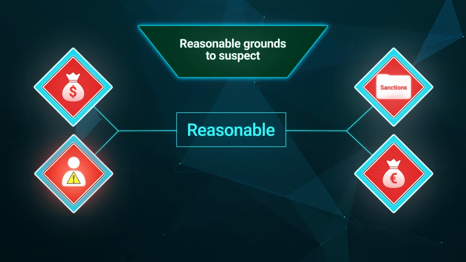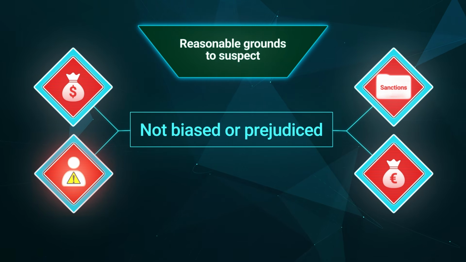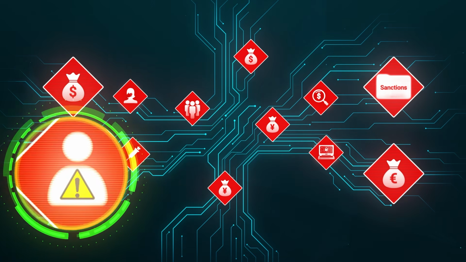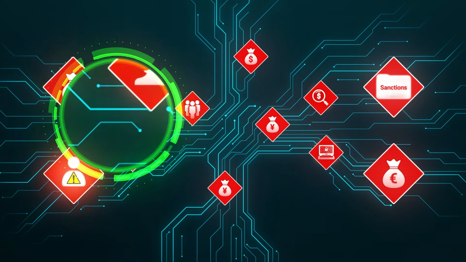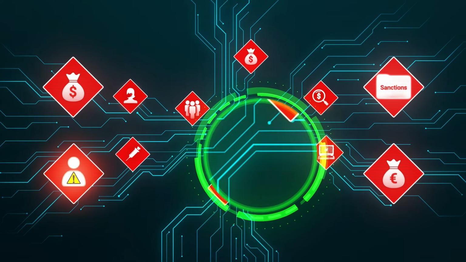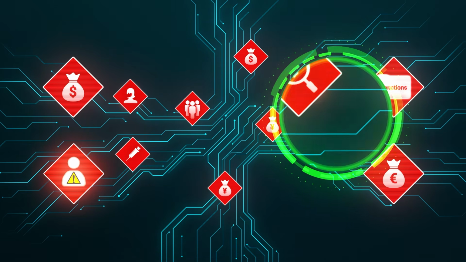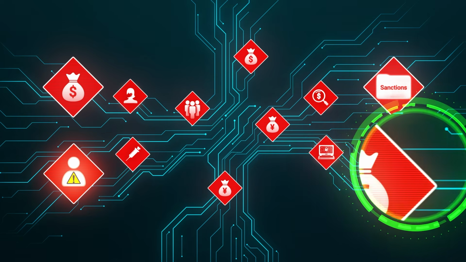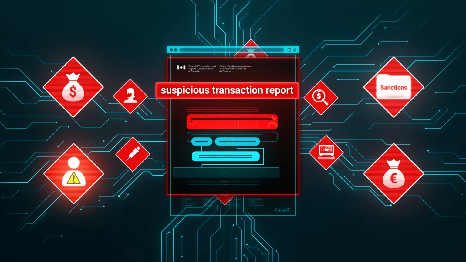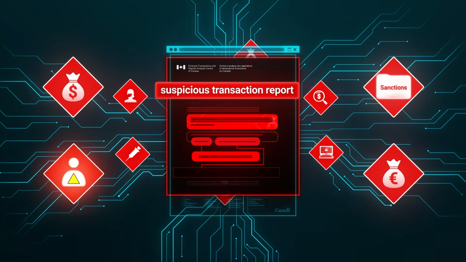Your suspicion must be reasonable and not biased or prejudiced. You must be able to demonstrate and articulate your suspicion in such a way that another individual reviewing the same information with similar knowledge, experience, and training would likely reach the same conclusion. Reasonable grounds to suspect is the required threshold to submit a suspicious transaction report to FINTRAC.